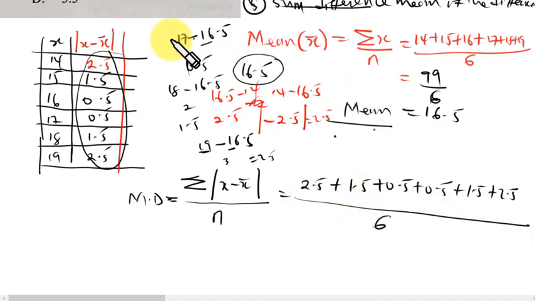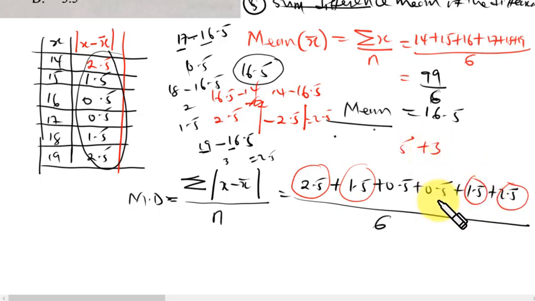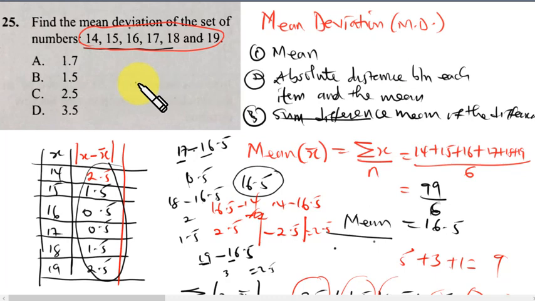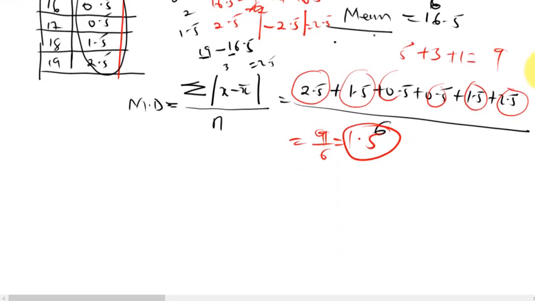All right, so let us go. How do we add these? 2.5 plus 2.5 will give us 5. Then 1.5 plus 1.5 gives us 3, making 8. Then 0.5 plus 0.5 is 1, so we have 9. So we have 9 over 6. And 9 divided by 6 is 1.5. So this means the mean deviation is B, 1.5.